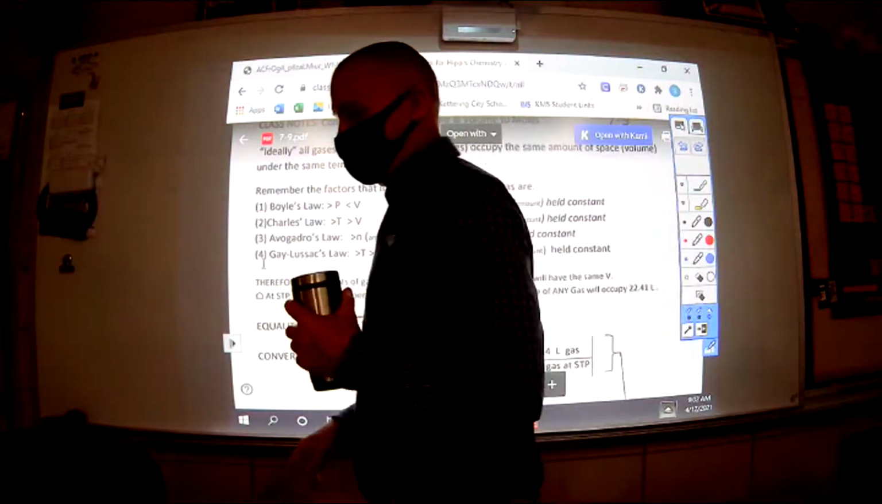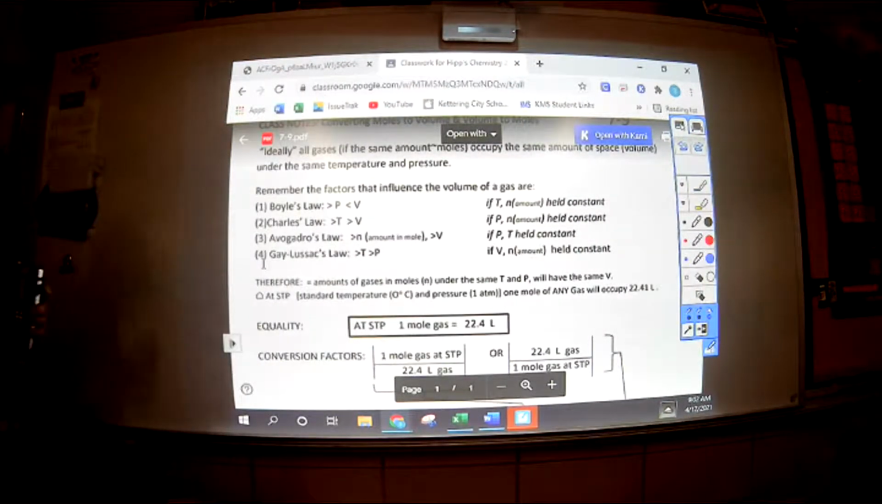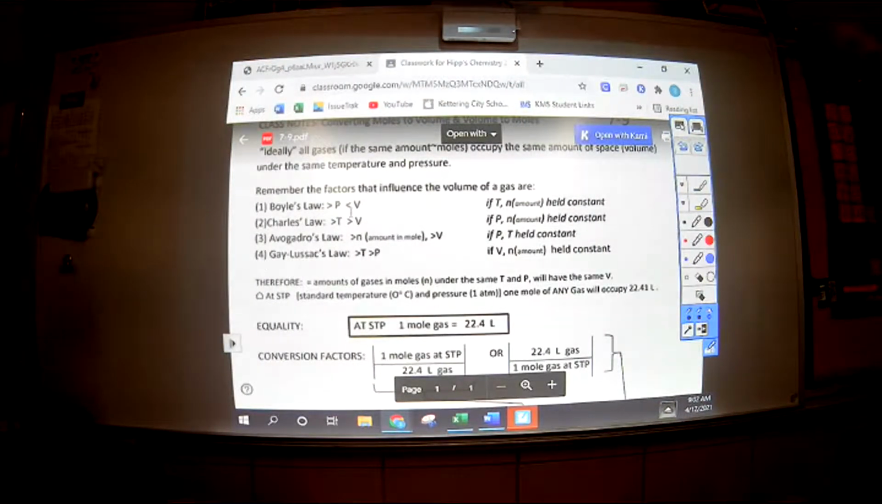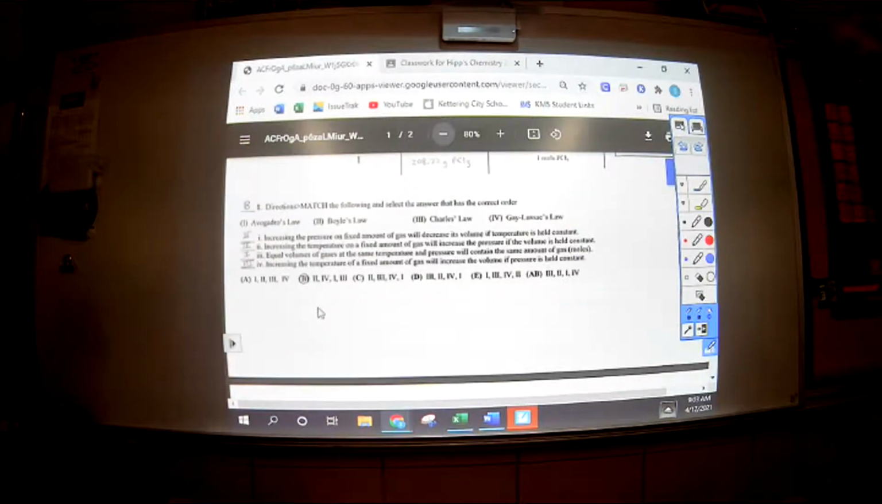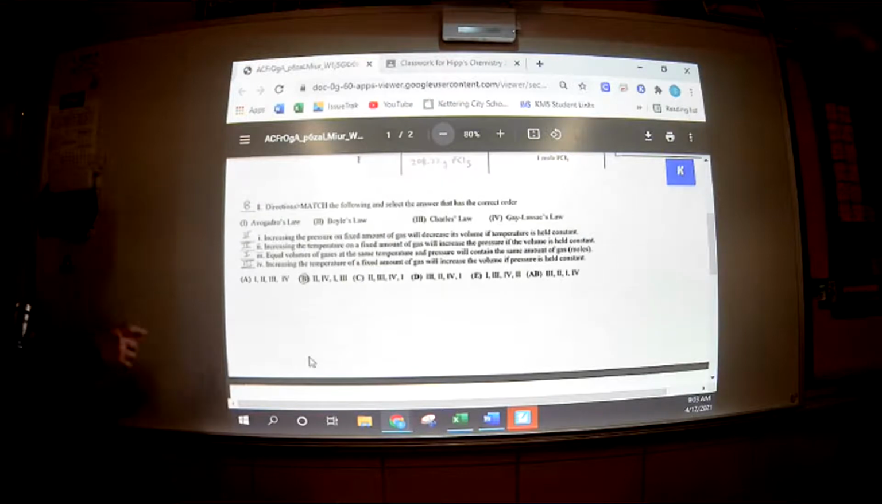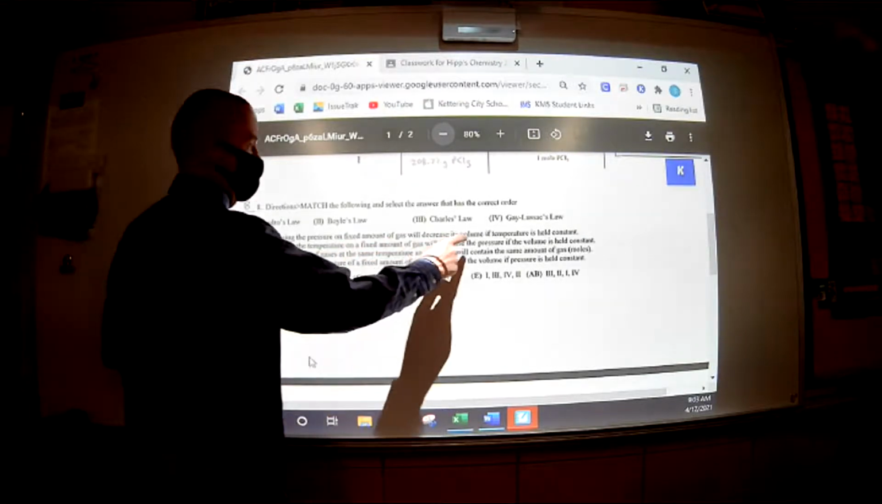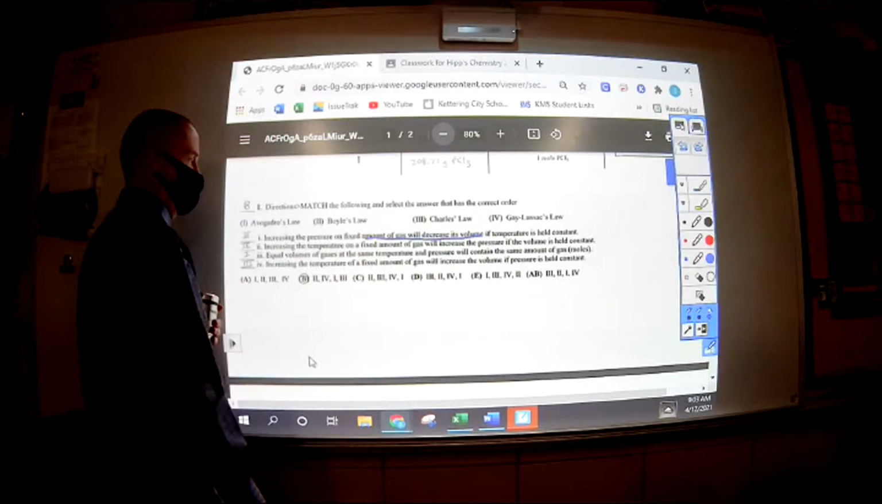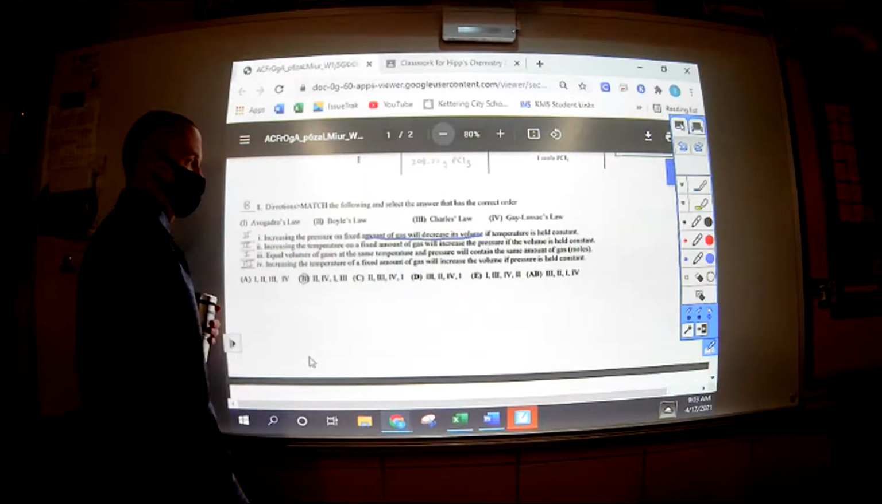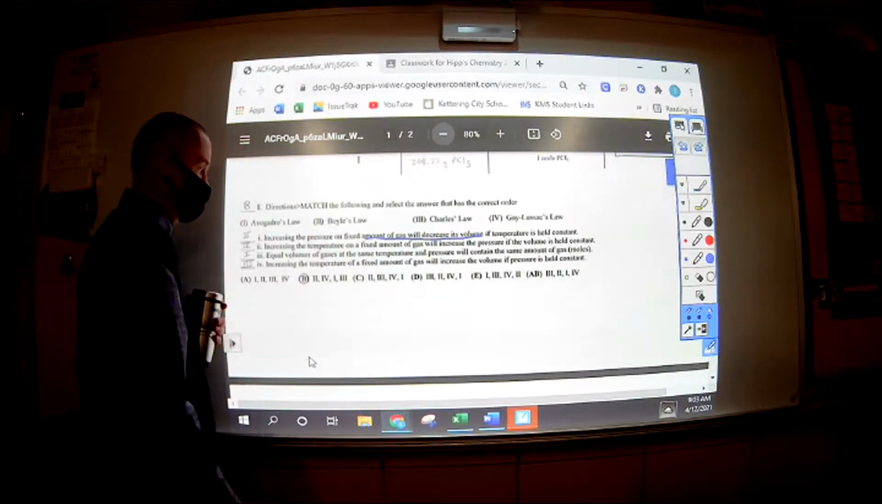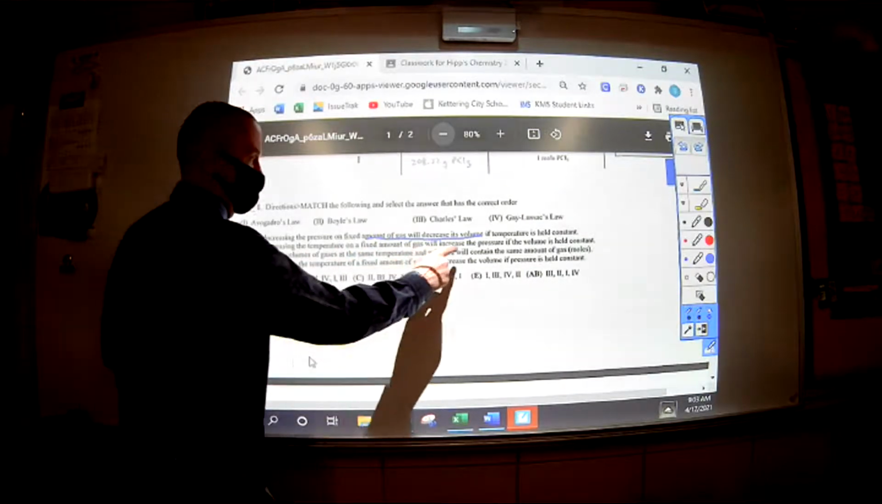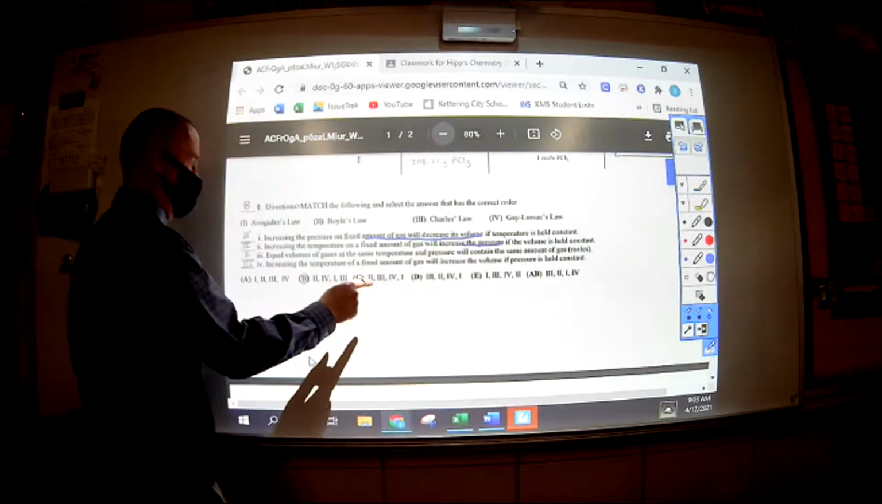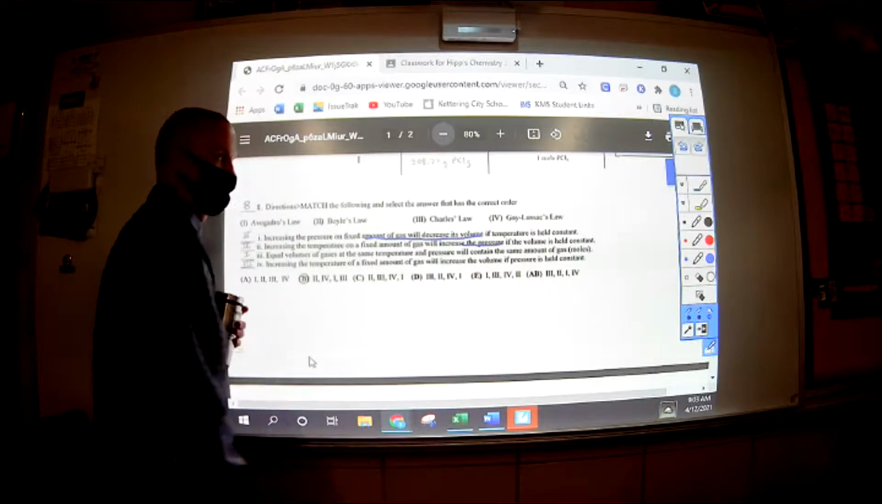So we look again at your question. You said you did not understand. What was it? Number 2. Increasing the pressure on a fixed amount of gas will decrease its volume. Who says that? That's Boyle. You see where we got that? Increasing the temperature on the gas will increase the pressure. Who says that? That's Gay-Lussac.